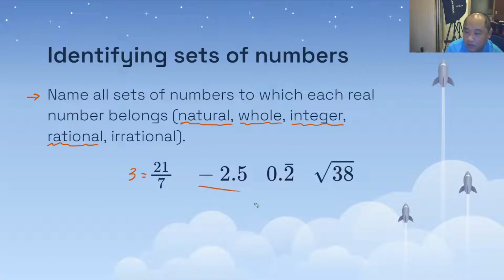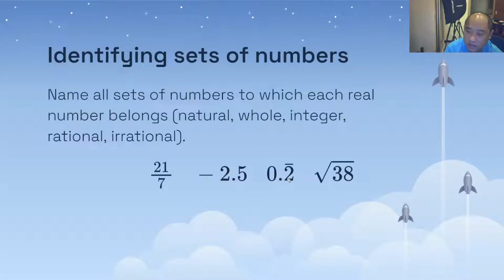Negative 2.5. This is also a rational number. You could write this as negative 2 and 1/2, which is the same thing as negative 5 over 2. So that's a rational number. Is it an integer? No, it's not. Is it whole, natural? No, it's not. It's only a rational number.